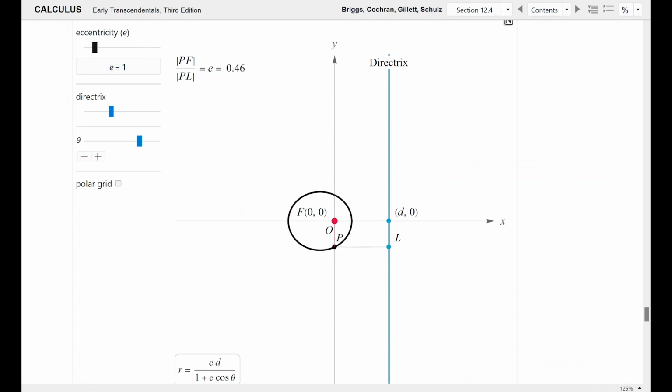Or we could go and get an ellipse, and notice that the origin is at one of the foci there. There is another focus not drawn here. And again we could vary theta, and as long as we go around 2 pi, then we'll traverse the shape.